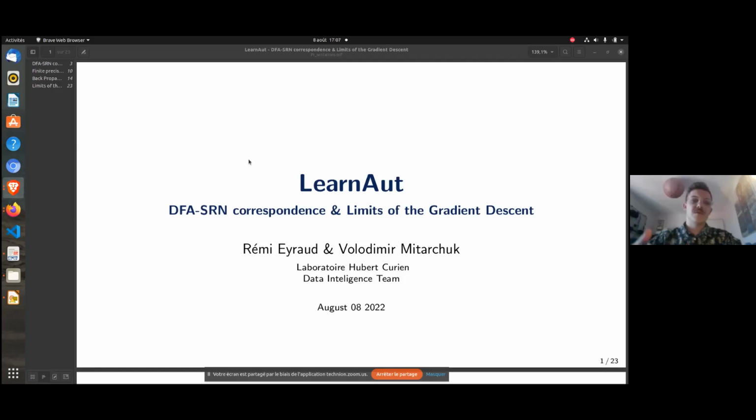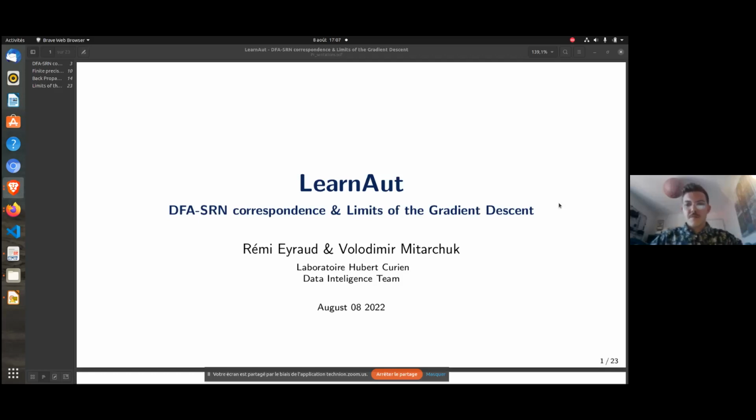implication, in the sense that simple recurrent networks can compute or simulate DFAs, and we provide a constructive proof. The other part of the article is about limits of gradient descent. We prove that this particular architecture, the algorithm that we propose to construct simple recurrent networks to compute DFAs, will generate a whole class of simple recurrent networks that cannot be learned by gradient descent.